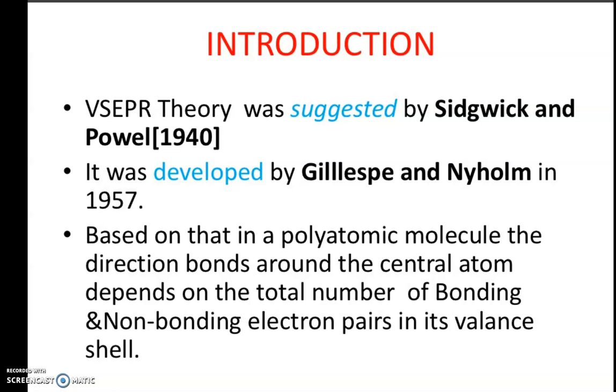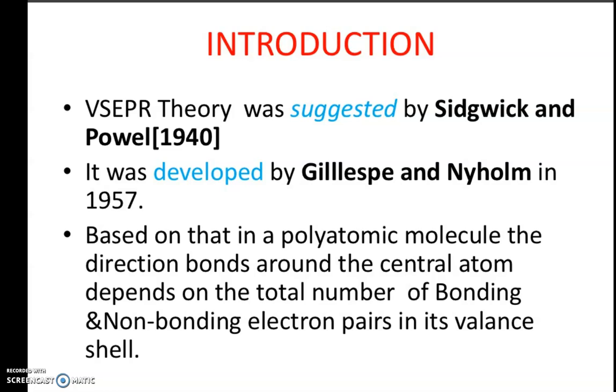In order to draw the structure of a compound, we have to understand some basic factors. So there is a theory behind this. This theory is known as VSEPR theory. So what do we mean by VSEPR theory? It is the valence electron pair repulsion theory. It was suggested by Sidgwick and Powell in 1940 and it was developed later.